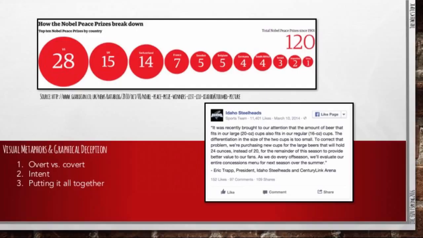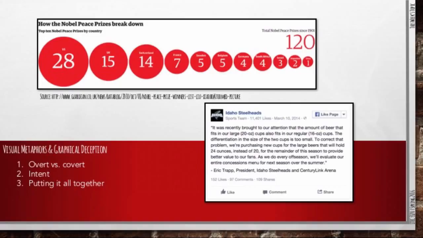One actually tries to break down countries and recipients of Nobel Peace Prizes by number of awardees and graphically represent it as a metaphor. So it's actually a solid metaphor, because if you look at Switzerland with 14 awardees, 14 prizes, it is roughly half the size of the 28 from the US block. And it's just slightly smaller than the 15 of the UK. So if you compare the 7 from France, it's roughly half the size of 14 from Switzerland. So the visual metaphor is congruent and it is truthful.